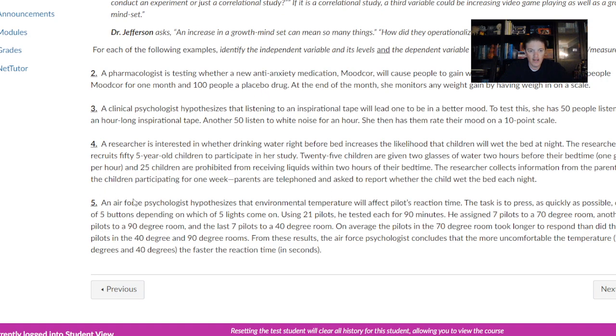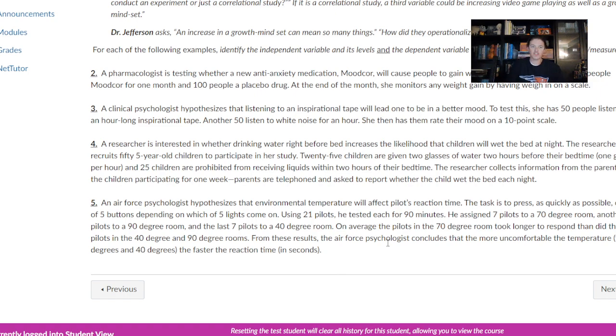Finally, the last one, we're looking at environmental temperature, right? And so we have a couple of different conditions here, right? So we have a 70-degree room, a 90-degree room, and a 40-degree room. Okay, so we have 3 different conditions or levels of the independent variable. And then what we're looking at is the reaction time, which is measured in seconds.